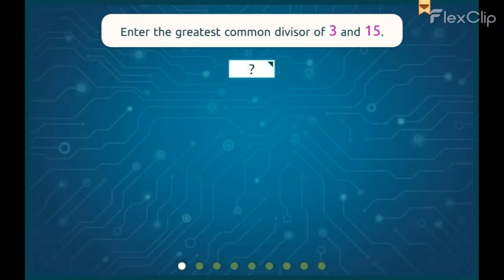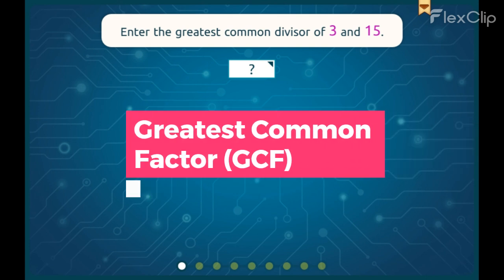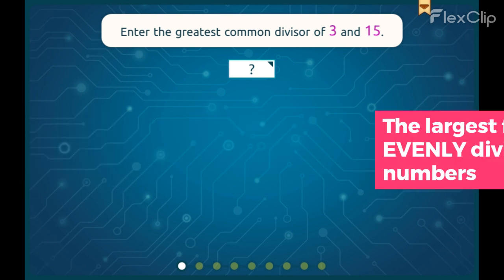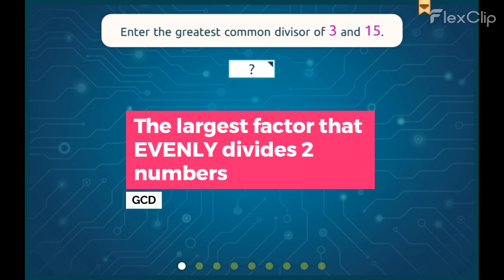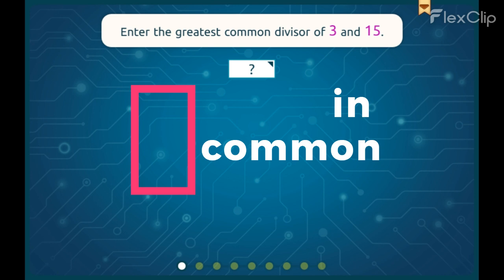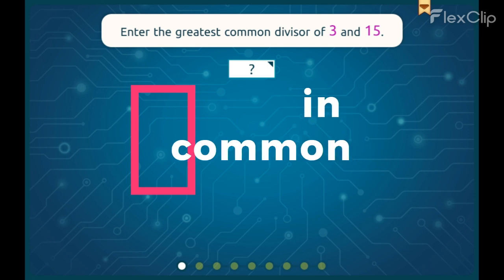Hello, friends. Today we're going to talk about the greatest common divisors. What is actually the greatest common divisor? Sometimes they are known as the greatest common factor. And we know that factors are related to multiplication. So the greatest common divisor or factor is the largest number that evenly divides two numbers. In simple words, it's the biggest number that both numbers have in common, the biggest factor that they have in common.